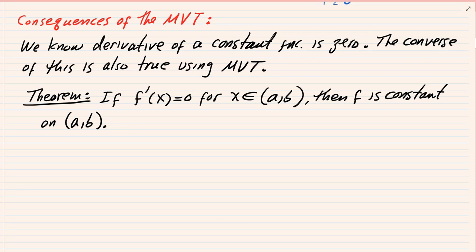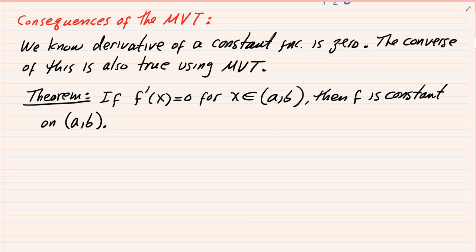If f prime of x equals 0 for all x's inside the open interval, not just some c, for all x's in the interval, if f prime at any point is 0, then f is a constant function on that open interval. f is constant on (a, b).